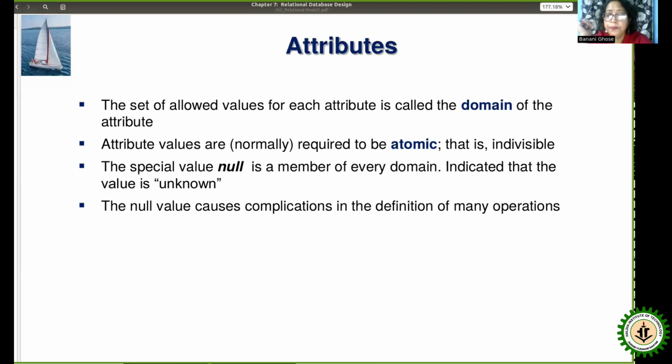So what is the meaning of that? It is having a special meaning. The value of that particular attribute is not known right now, but in future it can be known and it will be updated. So, the null value causes complications in the definition of many operations. Why is it told? Because if you operate on null values, if some value is added with the null value, the result will obviously be null, and it will not be giving you the concrete result. So, it makes complications in the definition of many operations.